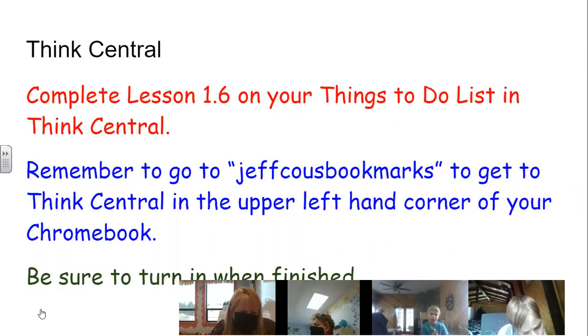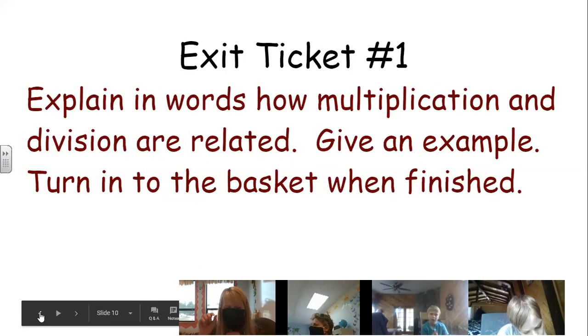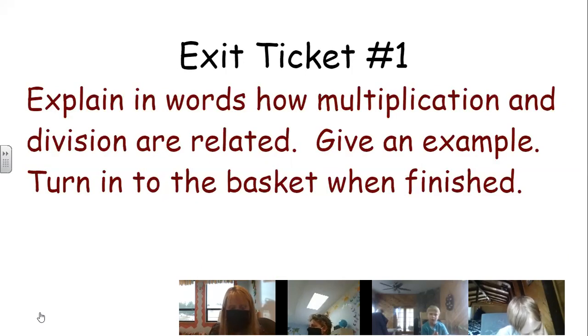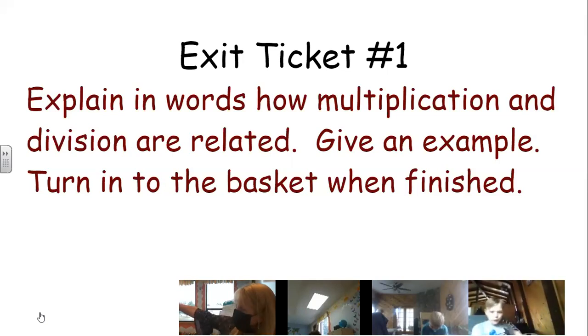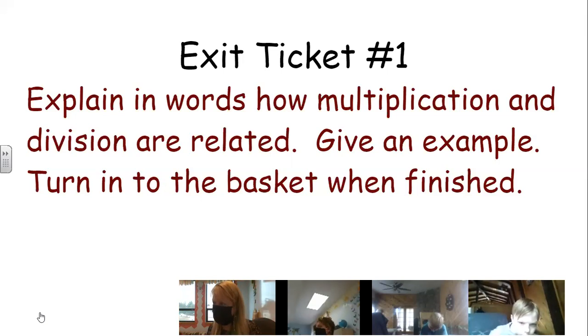But you are going to answer this question on your Google Doc if you're at home, and it will get turned in. This is our first exit ticket. I want you to explain in words how multiplication and division are related. How are they related? Give an example, and then if you're in class, you're going to turn it into the basket when finished. My basket's at the back of the room. Even Mrs. Harrison's class, I want to see yours. So I'm going to look at all of them, okay, Mrs. Harrison? I'll take care of that.